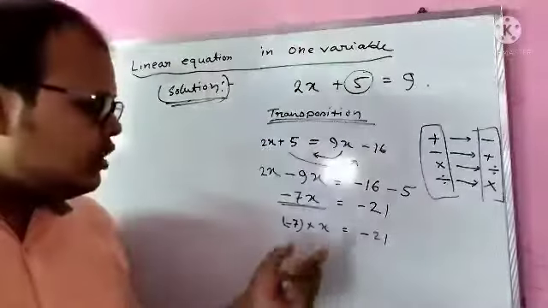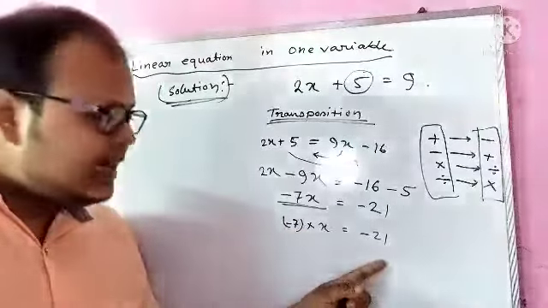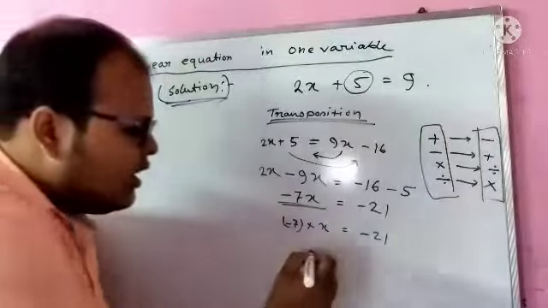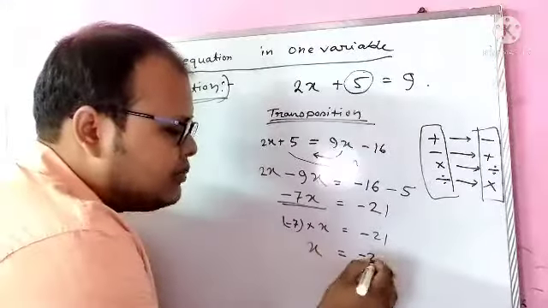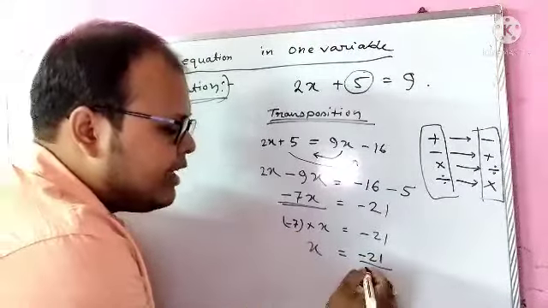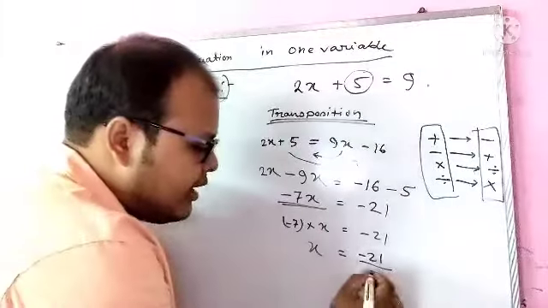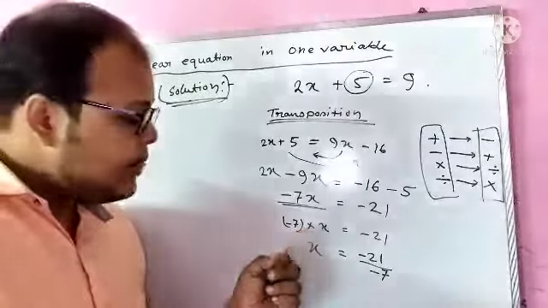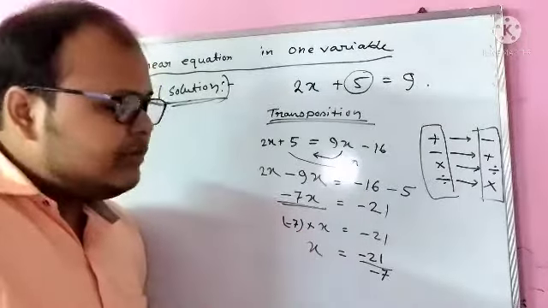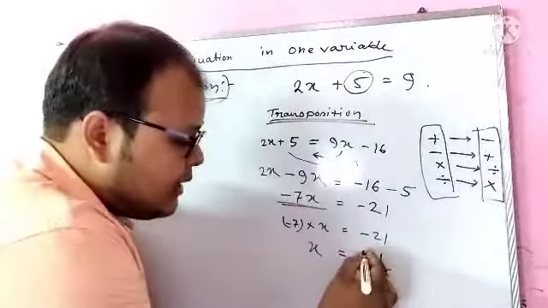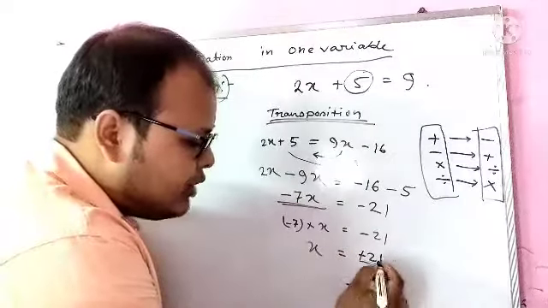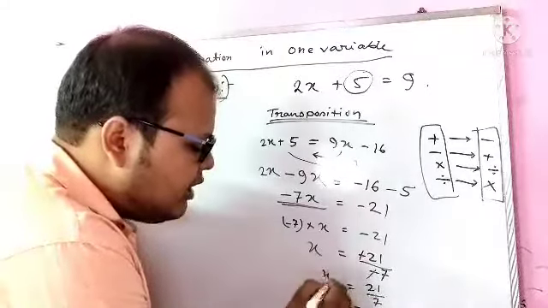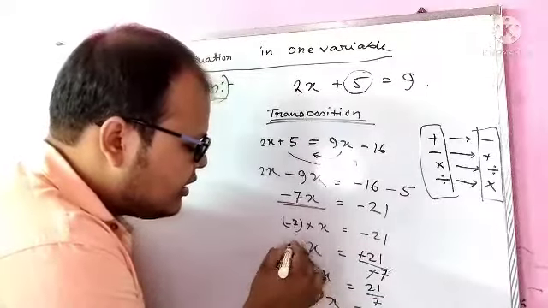So I will take minus 7 to the right hand side, and minus 7 is connected with x by a multiplication sign. So the transposition of this minus 7 will be 1 by minus 7, because it is connected with the x by a multiplication sign. So x equals minus 21 by minus 7. The minus will cancel out, and 21 by 7 we know is 3 only. So we have got x equals 3.